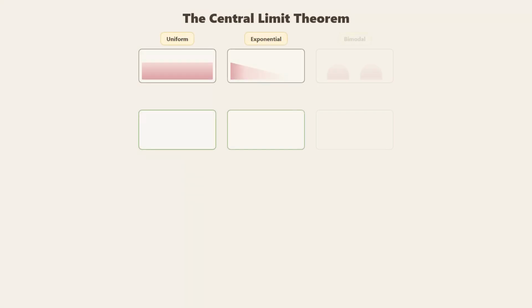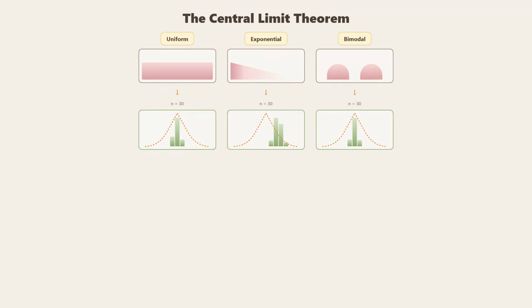Here's the magic of the central limit theorem. It doesn't matter what shape your original population has: uniform, exponential, bimodal, literally any distribution. When you take the means of repeated samples, those means will always form a normal distribution. Look at these three completely different population shapes. As we sample from each and collect the means, they all converge to that beautiful bell curve. This universality is what makes CLT so powerful. The formula, sigma over square root n, tells us exactly how spread out those sample means will be.